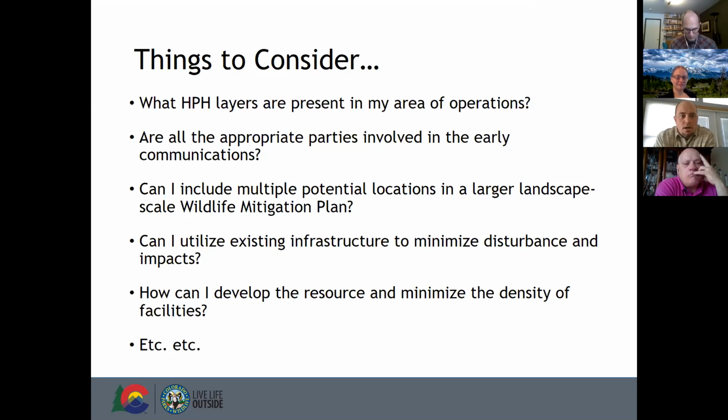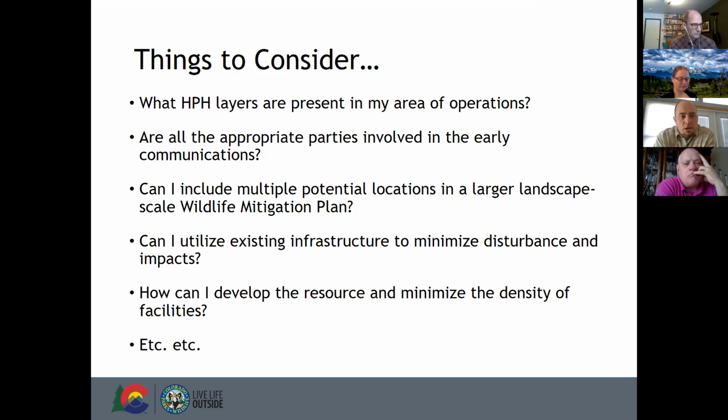Also, in the vein of that, early communications and pre-consultations, let's make sure the appropriate parties that need to be involved at that stage are involved. The landowner obviously plays a huge part in that. Do we need BLM at the table at that time? What county are we in? Do we need that local government designee present in the discussions at that time? So another thing to consider.